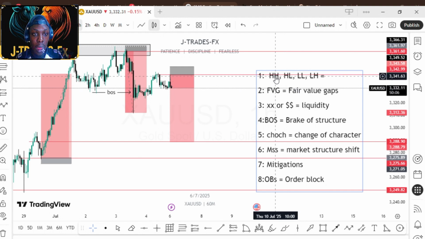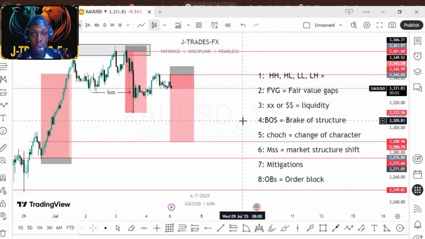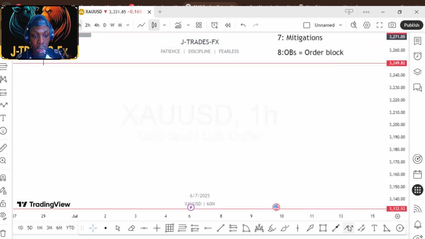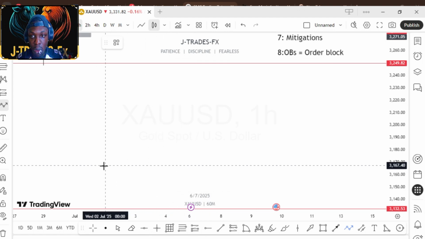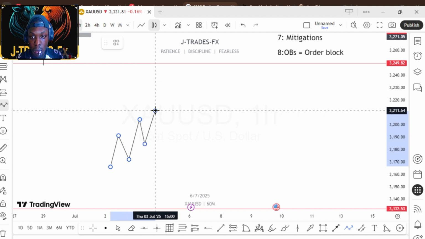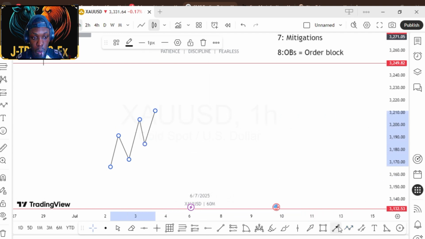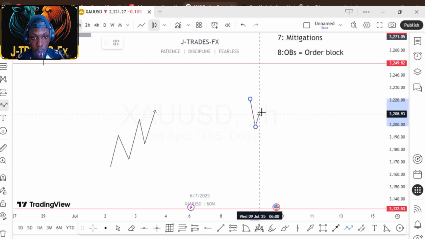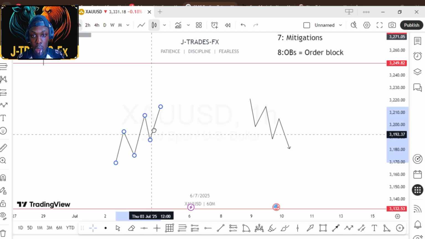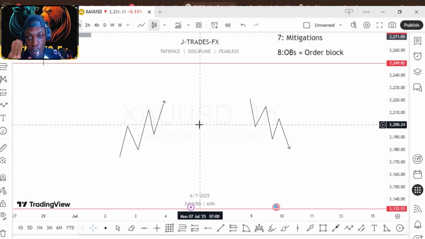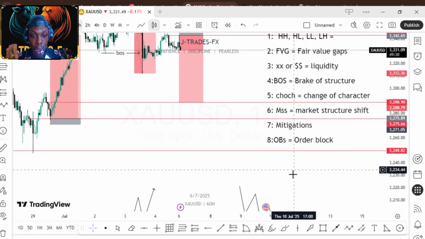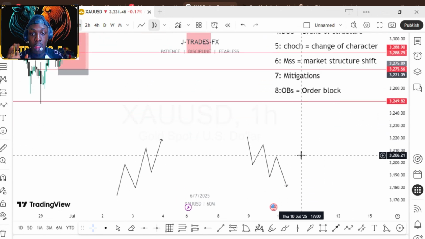That's where higher highs, higher lows, lower highs, and lower lows come into play. So pay good attention to this; it is the main thing in the whole market structure. Let me just pull up something very fast. Yeah, this is what I'll be using to explain market structure for you, how the higher highs, higher lows, lower highs, and lower lows form the market structure.